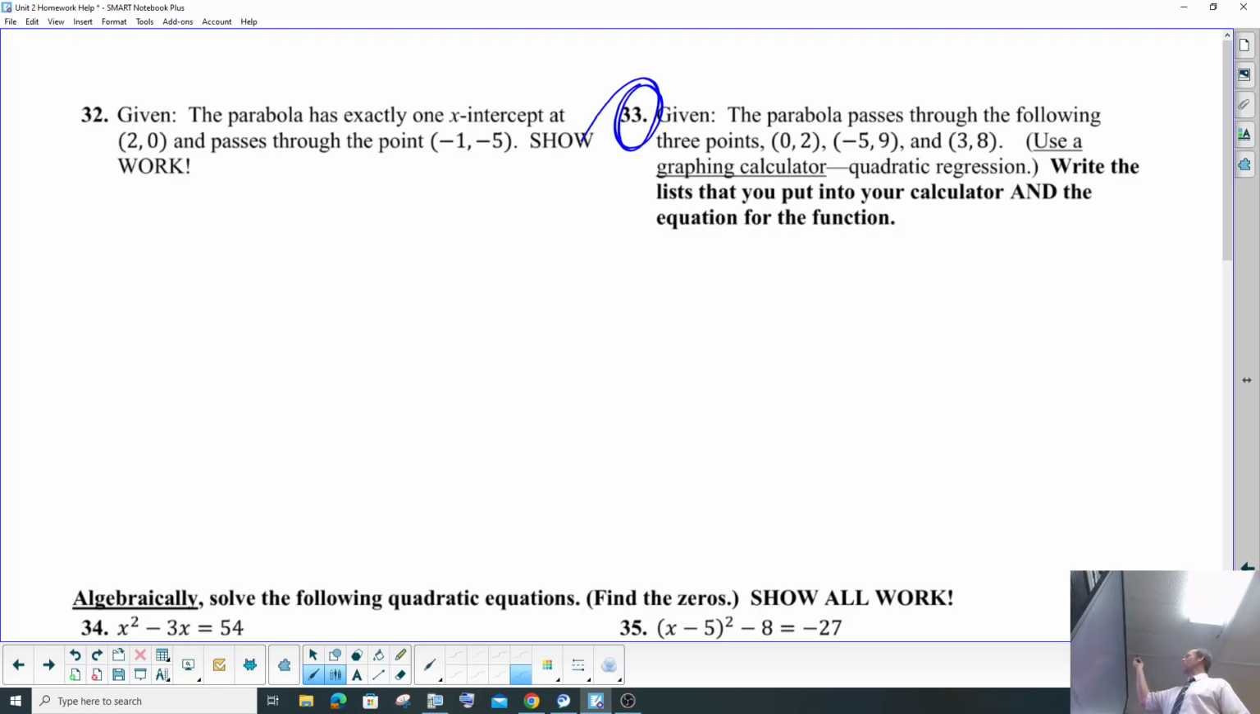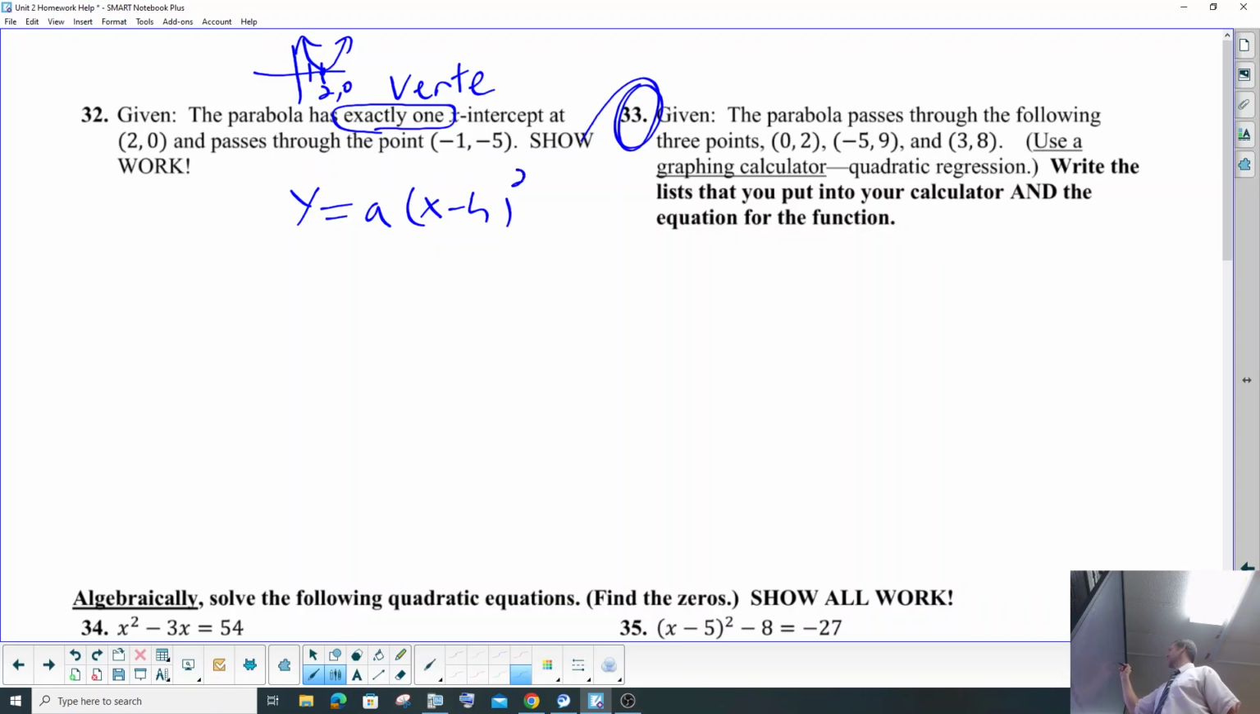If you see exactly one x-intercept, that means just use vertex. Because if you only have exactly one x-intercept at 2, 0, that means it's the vertex. So go ahead and use the vertex form, right? Use the vertex form. Pause me.